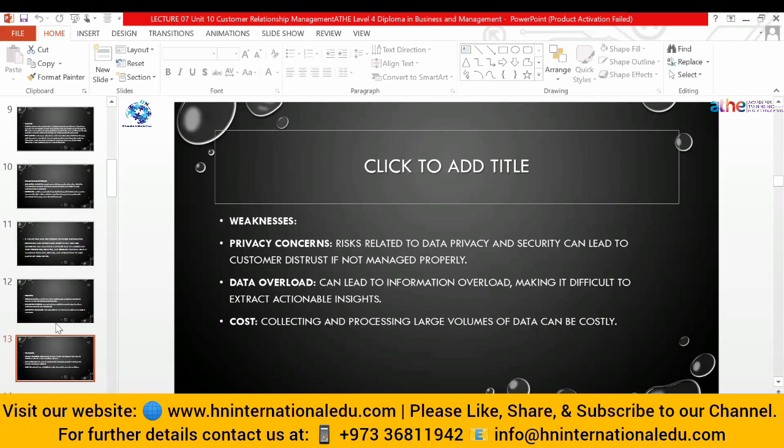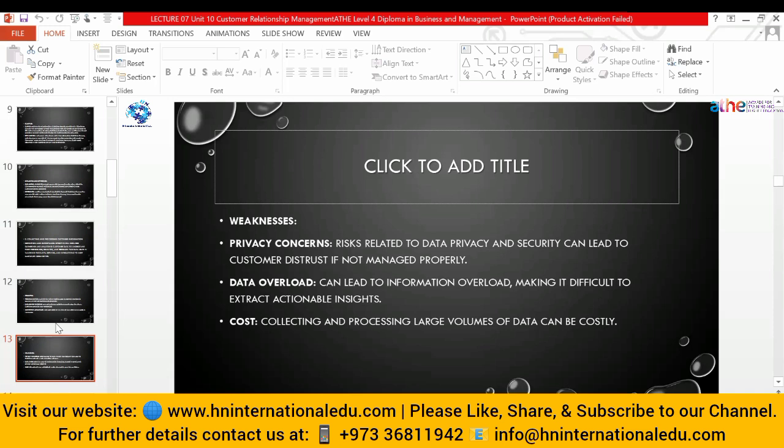That is, any person can ask for information from the front desk. That should be illegal. Your privacy concern should be the first matter. You have to check that as well, and as an organization, it is your responsibility. Data overload can lead to information overload, making it difficult to extract actionable insights. That is sometimes what happens.